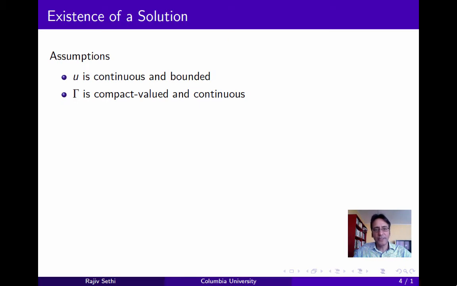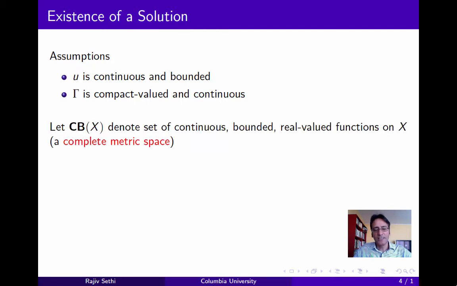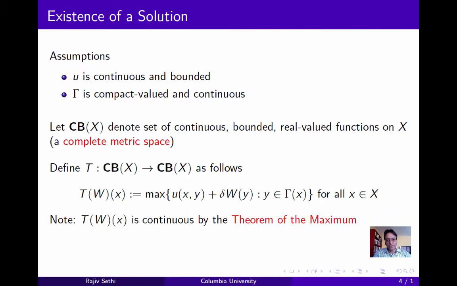We'll assume that the one-period return is continuous and bounded, and the transition correspondence is compact valued and continuous. And let CB of X denote the set of continuous bounded real-valued functions on X. Now this is a complete metric space, and we're going to need this fact to apply the Banach fixed-point theorem in a moment. Next, we define a function t, which is a self-map on the set of continuous bounded real-valued functions on X, based on the definition on the slide.